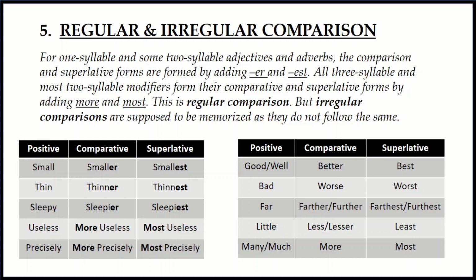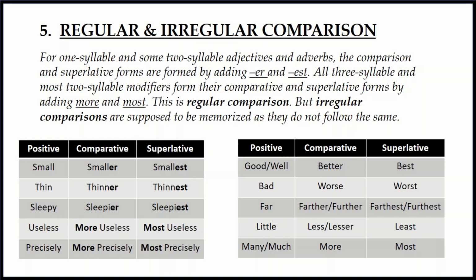These are regular comparisons. For example, small, smaller. The comparative form of small is smaller, and the superlative form is smallest. Thin, thinner, thinnest. Sleepy, two syllables. Sometimes two syllable words end with er or est. That is why we have sleepy, sleepier, sleepiest. Useless, a two syllable word: more useless, most useless. Precisely, a three syllable word: more precisely, most precisely. So this is a regular comparison.